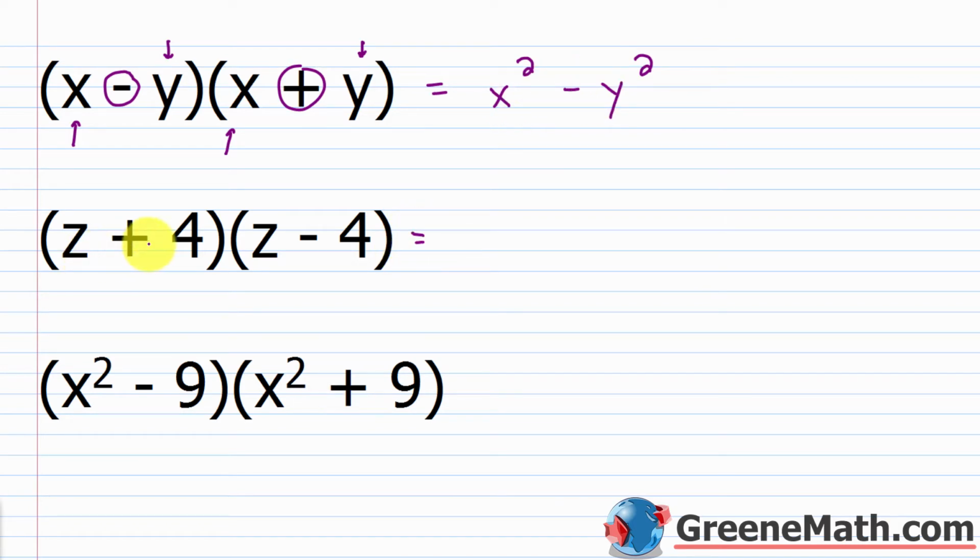For this guy, we have z plus 4 times z minus 4. So again, if I multiply this out, I get z squared, the first guy squared, minus 4 squared, the last guy squared.